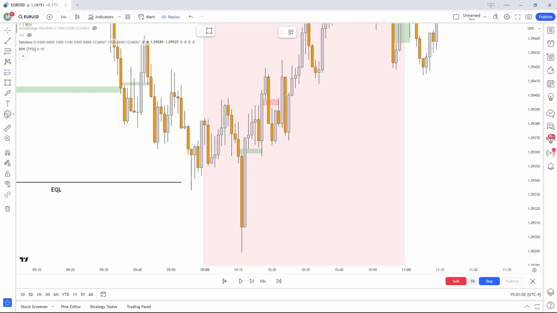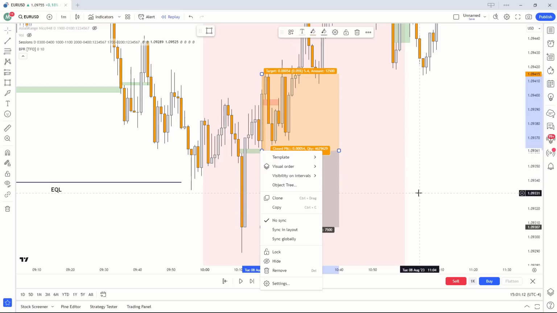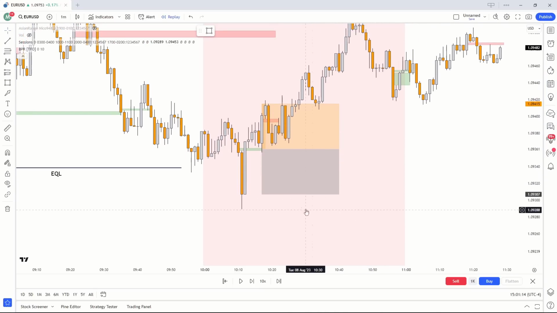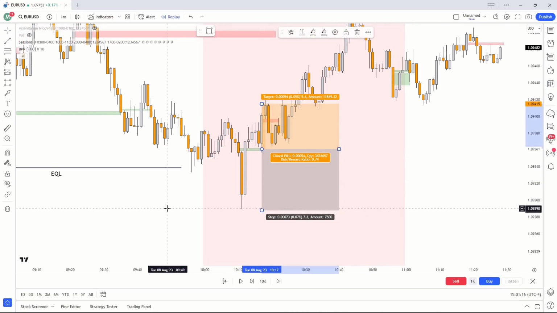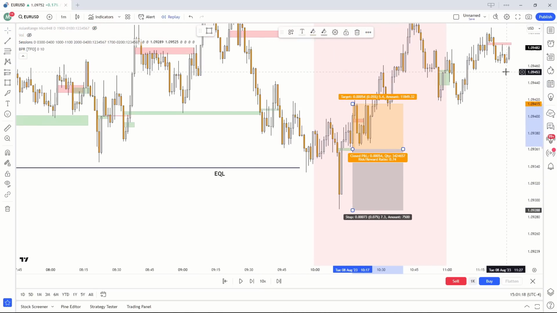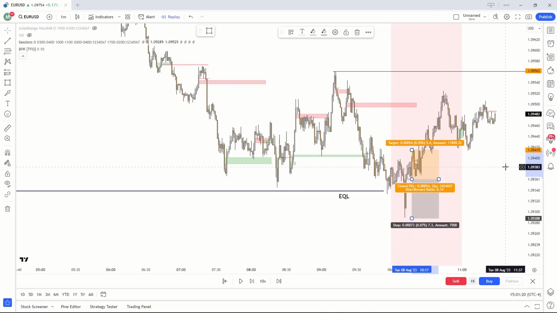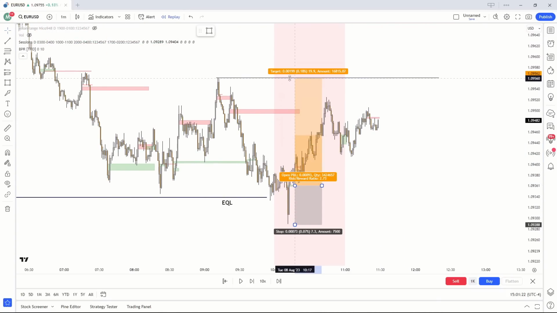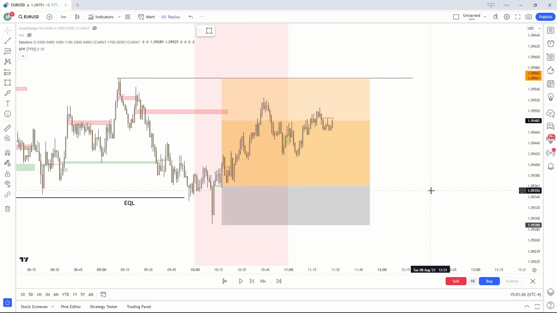If I measure this fair value gap, it's about 0.3 pips. Wow, not even 1 pip. So I wouldn't be too worried about marking out our 50% zone. So simply place your order, stop loss below the low, and targeting opposing liquidity, which is our equal highs right here at 20 pips. This is nearly a 1 to 3 risk to reward ratio.